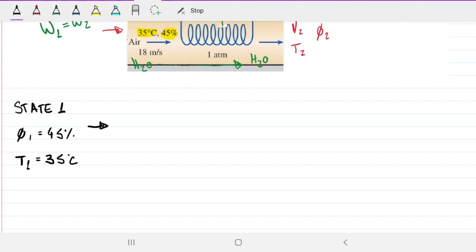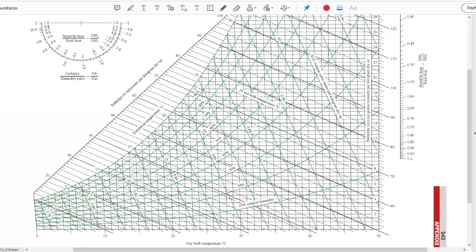You can find them on the same property table. They're also going to be there. It's going to be A31 on page... A31. Let's look up on the property table. Let's open it up here. Just going to share this. So this is the psychrometric chart.